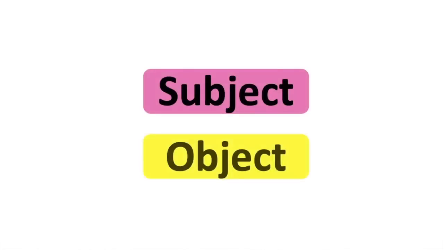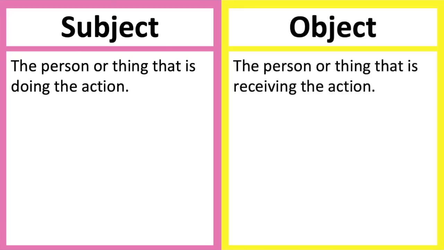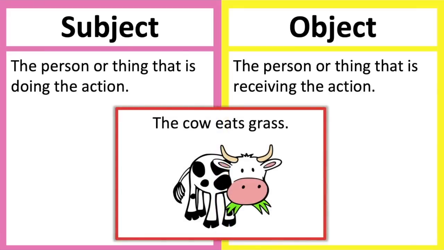Subject, object. In English, sentences often have a subject and an object. The subject is the person or thing that's doing the action. The object is the person or thing that's receiving the action. Let's look at 2 examples. The cow eats grass. In this example, the subject is the cow because it's doing the action of eating. The object is the grass because it's being acted upon.